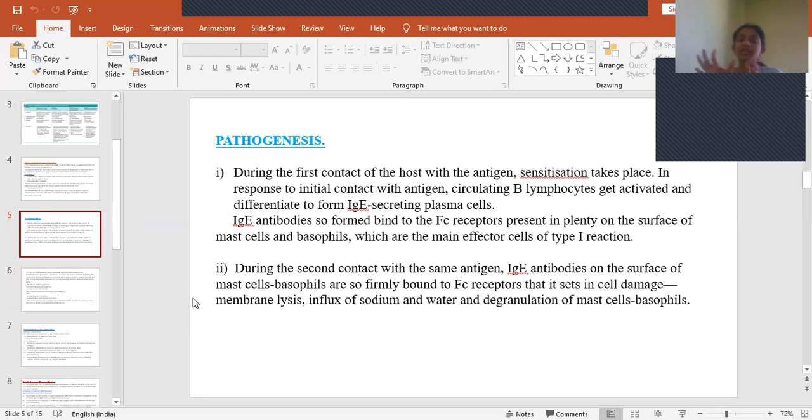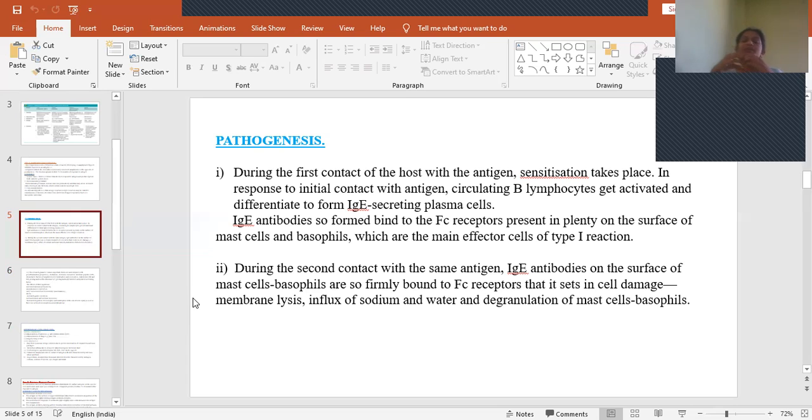So already in our circulating blood there is presence of immunoglobulin E antibodies. So whatever antigen comes, these IgE antibodies which are already prepared in our body will go and bind to it and cause cell injury and cell damage. So once there is cell damage, it will cause membrane damage also. Once the membrane is damaged, it causes influx of sodium and water into these cells, causing degranulation.